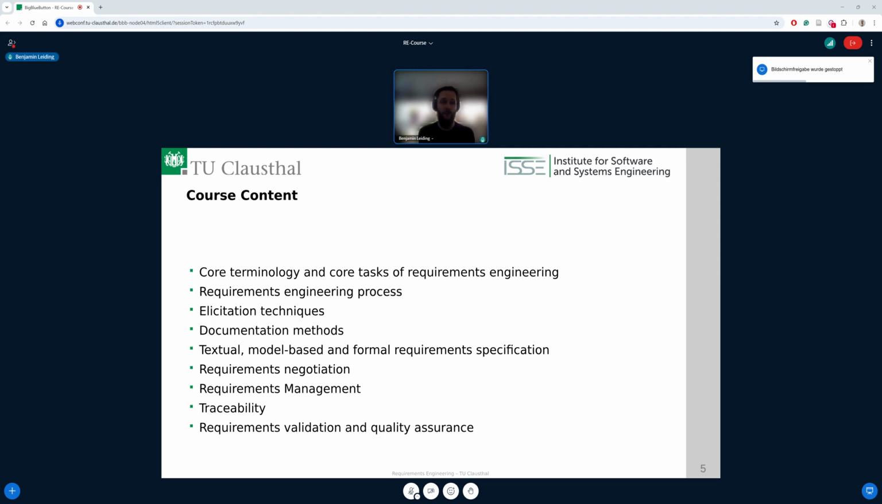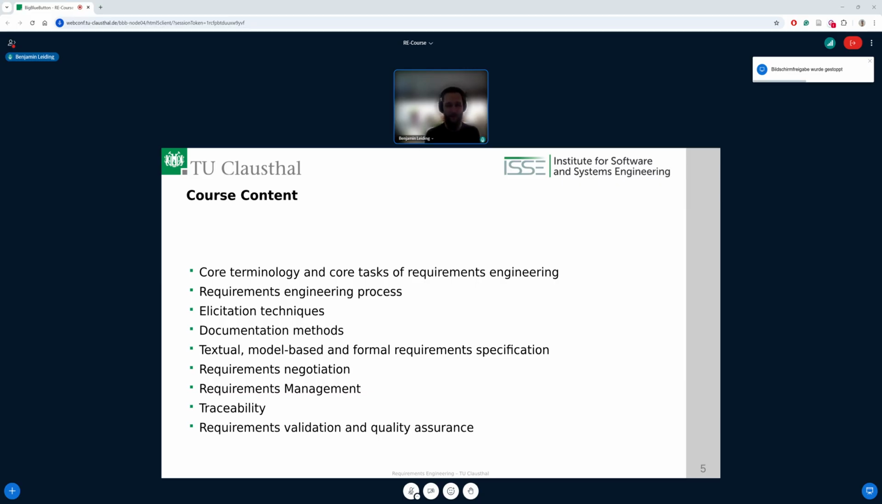What is this course all about now? So the title is Requirements Engineering. That is the broad topic, but what does that entail? So first, we'll tackle the core terminology and core tasks of requirements engineering before we then take the next step in looking at the whole requirements engineering process. So what are the different steps that you have to do to elicit, document, understand the requirements of any given project? There are different techniques how you can get the requirements from your client to make any project happen.